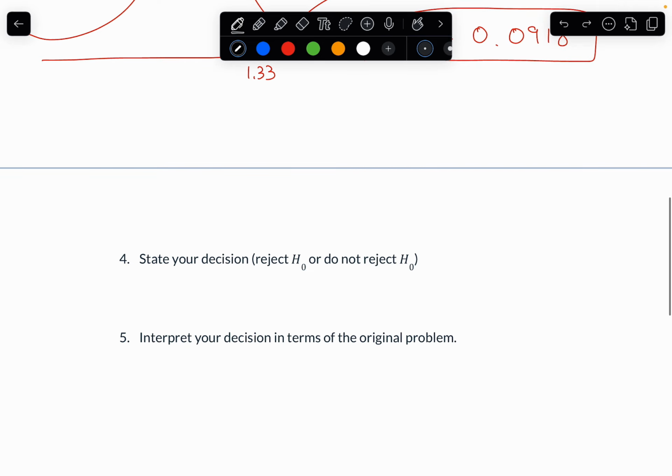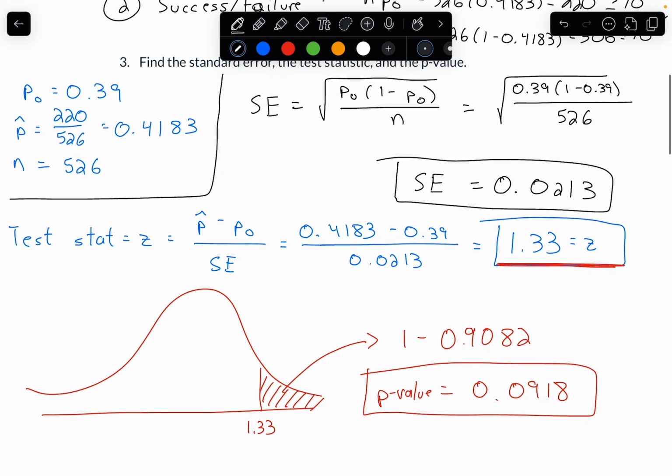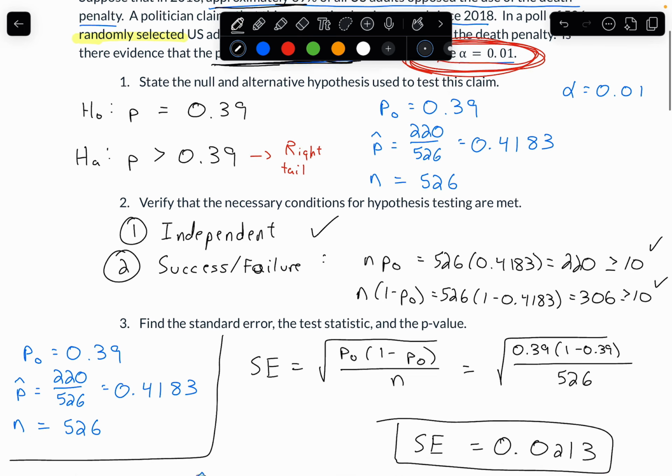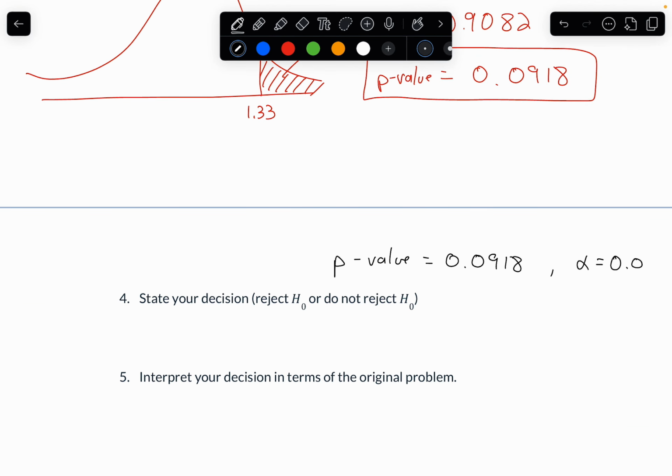Number 4 says we want to state your decision, either reject H0 or do not reject H0. So we know two things. We know that our p-value is equal to 0.0918 from the last part, and we also need to know what is alpha. That was given to us in the problem. So in this case, if I scroll back up, we said we wanted to use alpha equal to 0.01. This is where I'm looking right here. So alpha is 0.01.